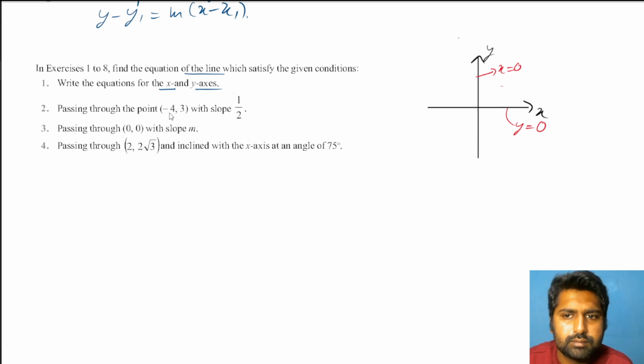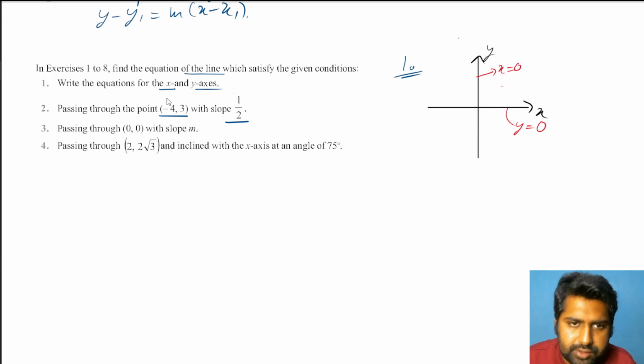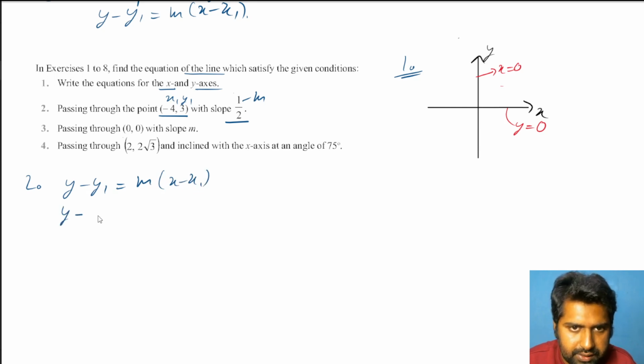So let's see the second question now. First question I have written here. Second question, a point is given, slope is given. Point slope form or slope point form. So this is your x1, y1. This is your m. Use the format y minus y1 is equal to m times x minus x1. So y minus 3 is equal to slope is 1 by 2, x minus minus 4, that's plus 4.